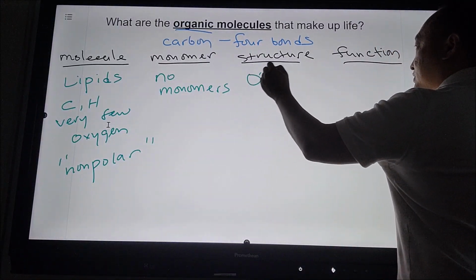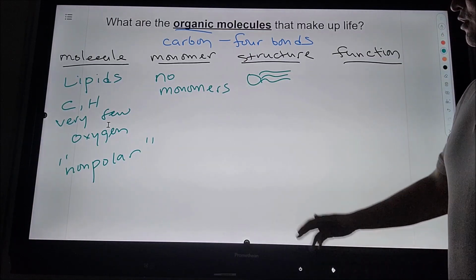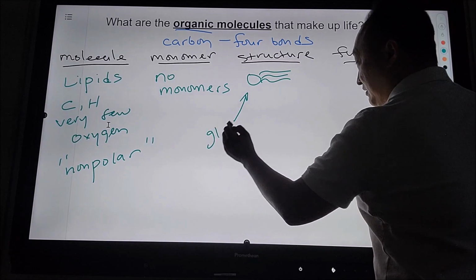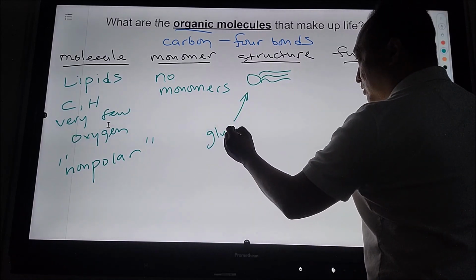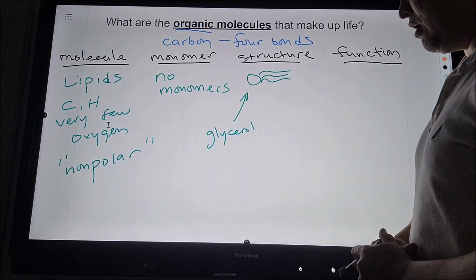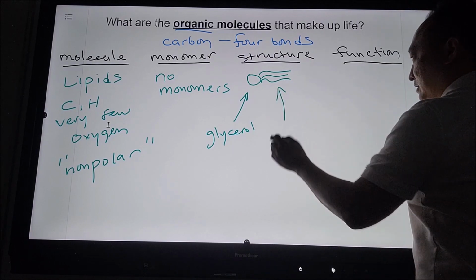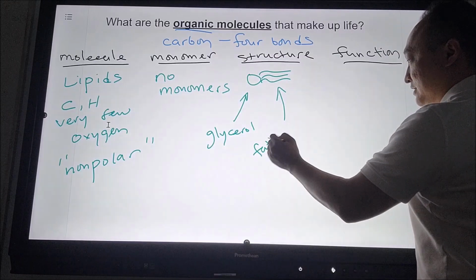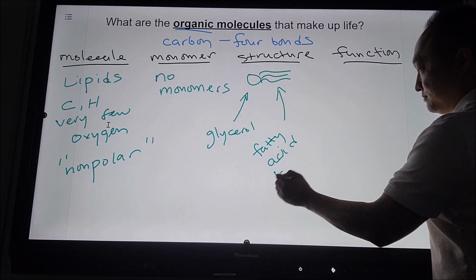The most common structure you're likely to see are these fats and oils, which have a glycerol head. So if there is a polar side to it, it's often the head that is polar, because that's where the oxygen is. If there are oxygens, there usually are a few, but it's the tails that are very, very known to be non-polar, and they're known as the fatty acid tails.